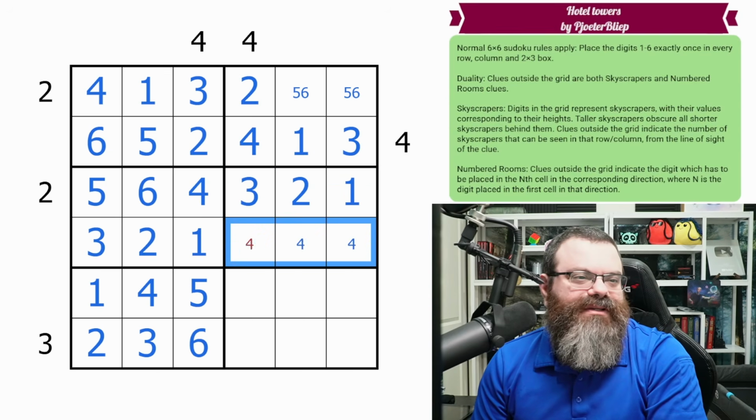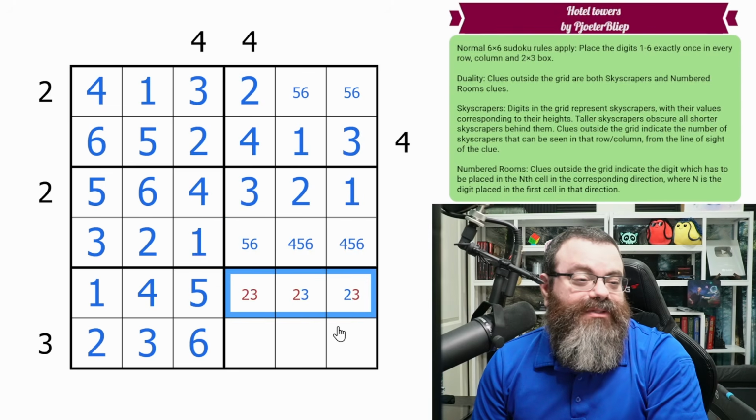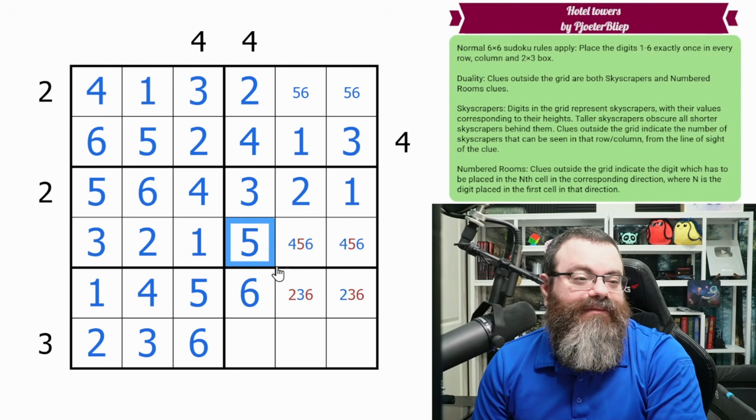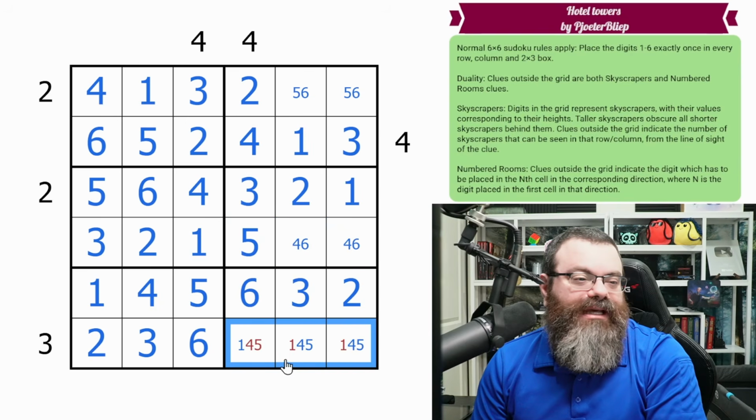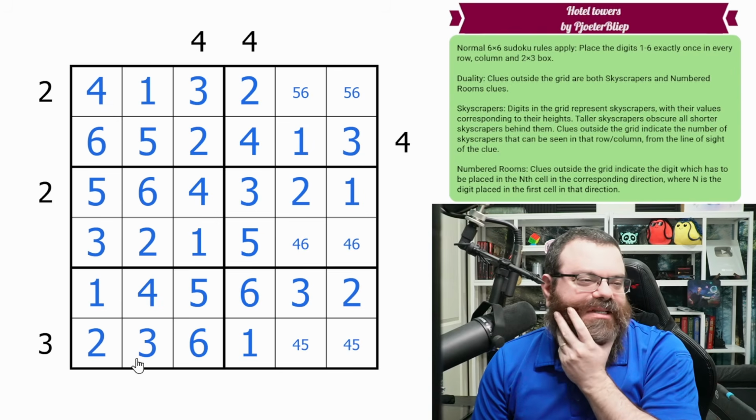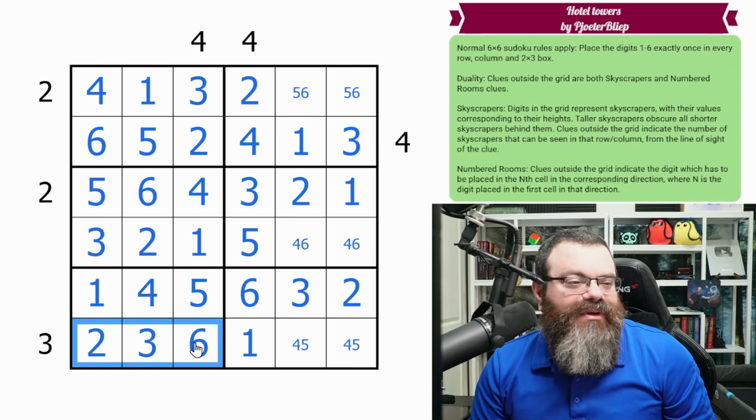This is 4, 5, 6. This is 2, 3, 6. This has to be 6, 5. That's 3 and 2. All right. And this is 1, 4, 5. This is the 1. All right. So now probably one of these skyscrapers fixes it. So we see the 2, 3, and 6. We're good.